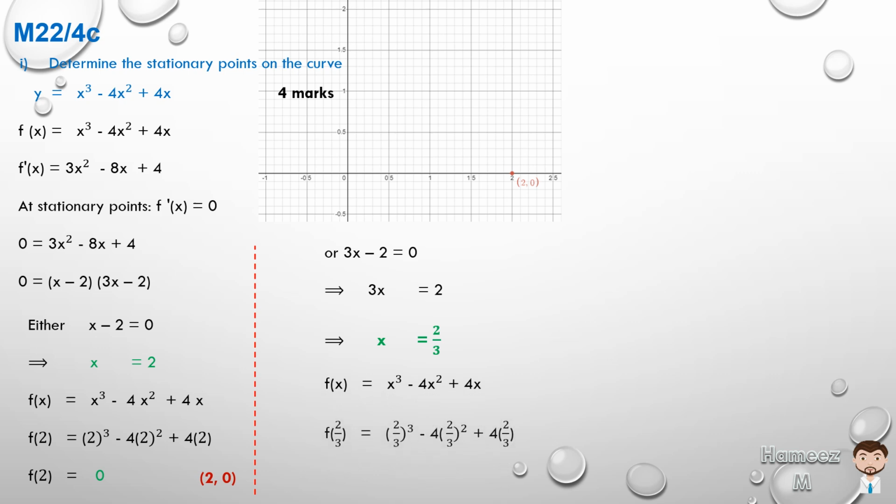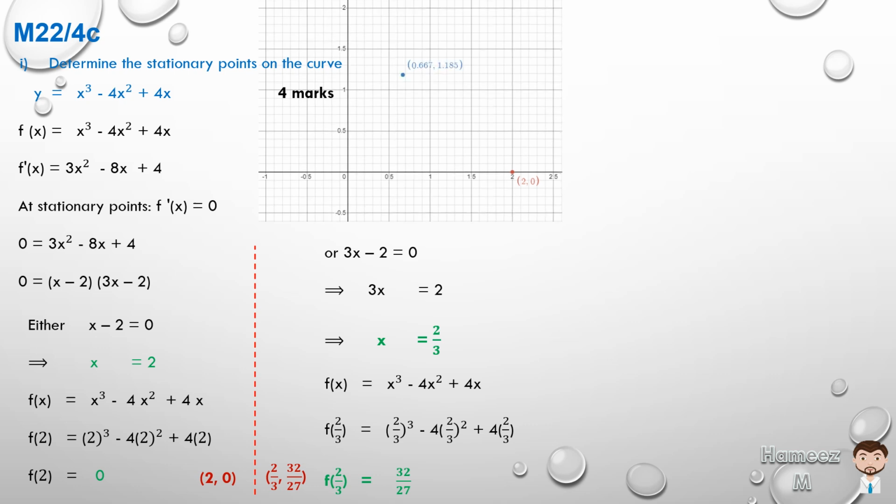So we get f of 2/3 is equal to 2/3 cubed minus 4 by 2/3 squared plus 4 by 2/3. 2/3 cubed will be 8 over 27, minus 4 by 2/3 squared, which is 16 over 9, plus 4 by 2/3 is 8 over 3. And we can use our calculators and f of 2/3 works out to be 32 over 27. So for the second stationary point, the x value is 2/3 and the y value is 32 over 27.